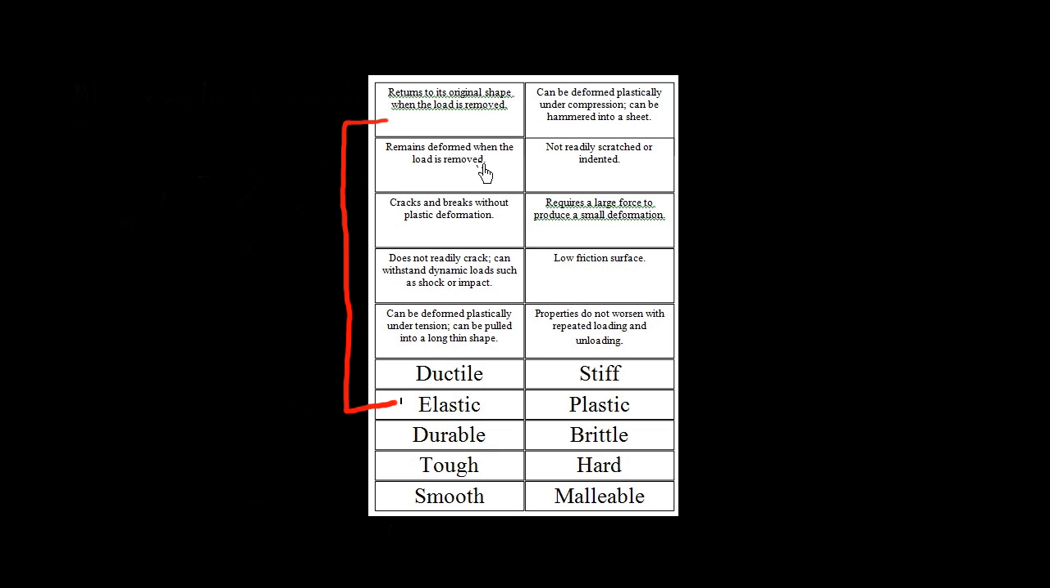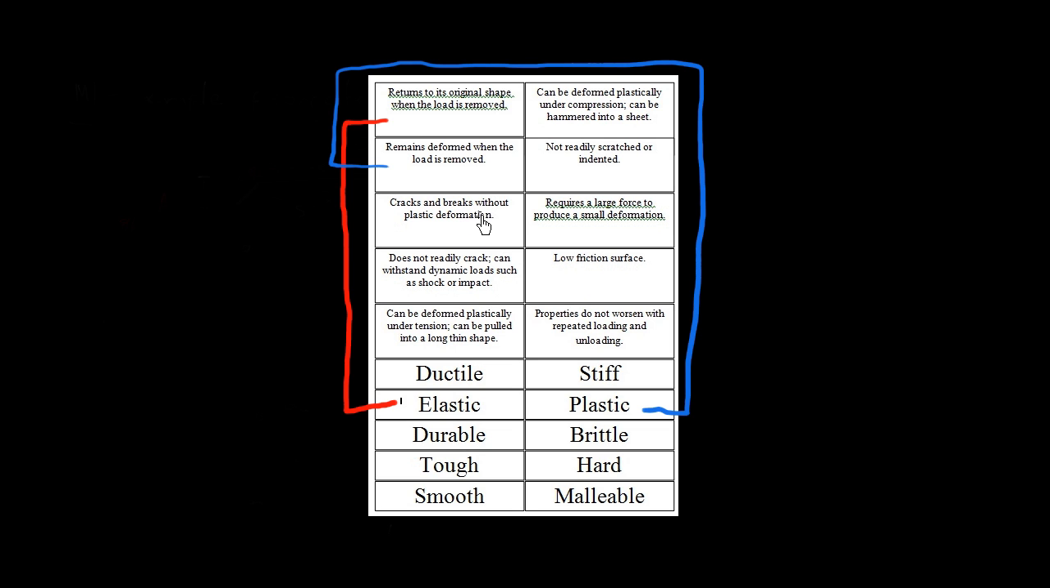Good. The next one was remains deformed when the load is removed. So this is the opposite of elastic, really. When you take away the load, it stays deformed, and that's the definition of plastic. So for plastic, I'm gonna have to go around the top, probably. Yeah. So I'm gonna go from here to plastic. Let's see how we can do it. Go this way to plastic.